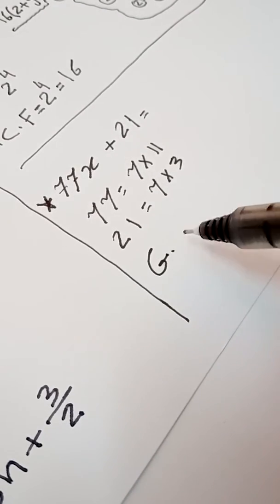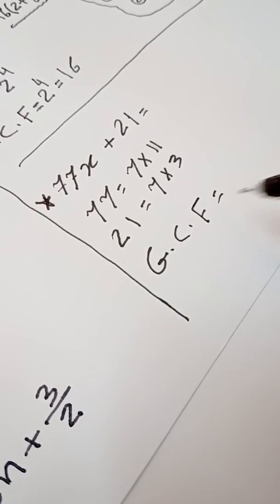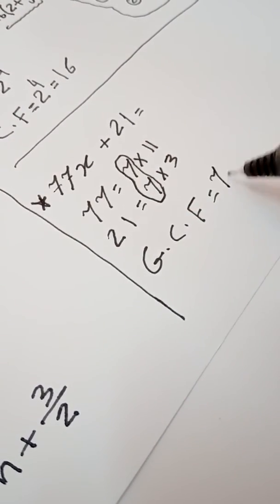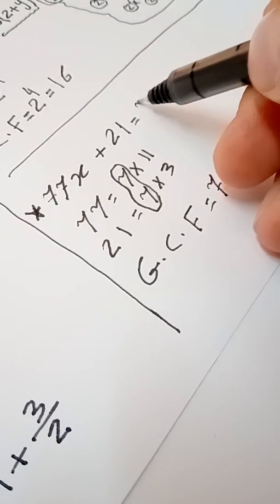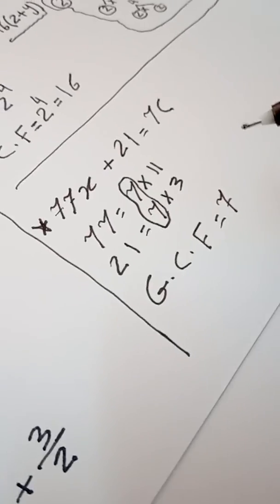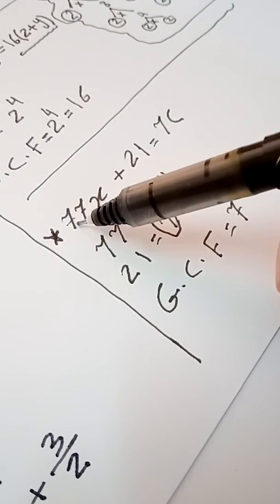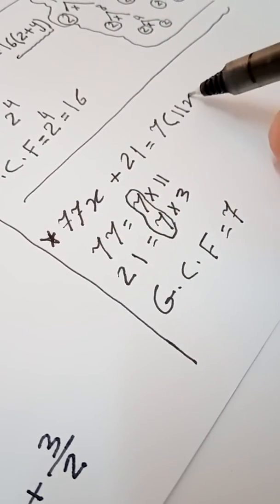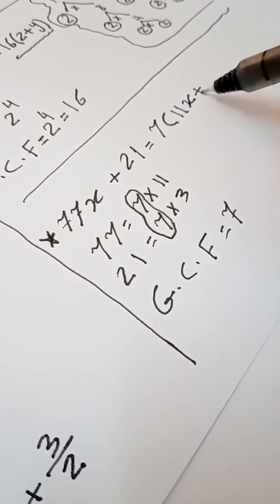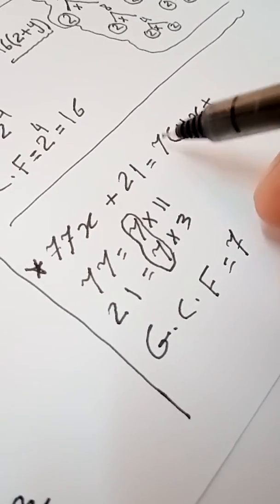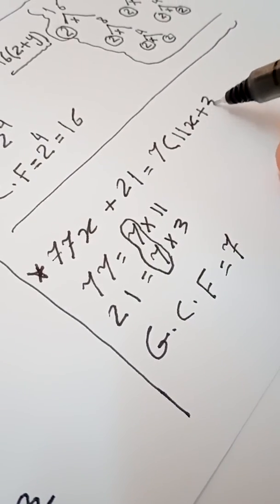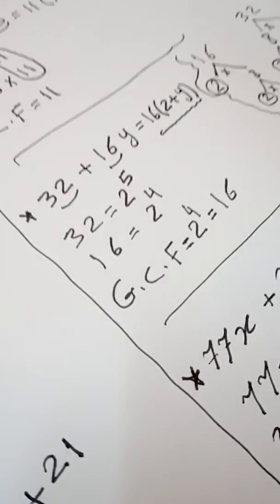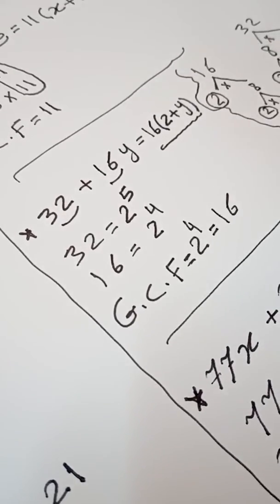So the GCF will be the common factor. The common factor means 7. Take the GCF, open parentheses, then divide. 77 divided by 7 will be 11, x, plus 21 divided by 7 will be 3. So this is the last answer. This is the meaning of factor, how to find the factor of an expression.